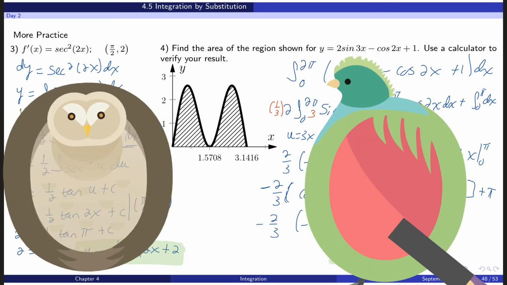So final two examples are just more of the same. Behind this transparent owl is the solution to f prime of x equals secant squared 2x. And again, you're given the point pi over 2, 2. So turning f prime into dy dx and moving dx to the right side produces this. Now you need to say to yourself, if I take the antiderivative of both sides, what derivative produces secant squared? So pause the video and try and finish that all the way through to the end.